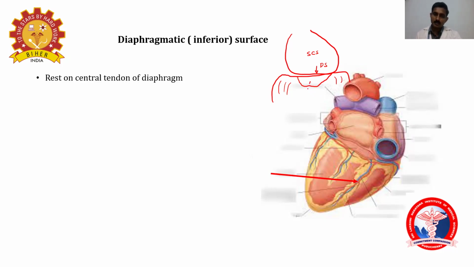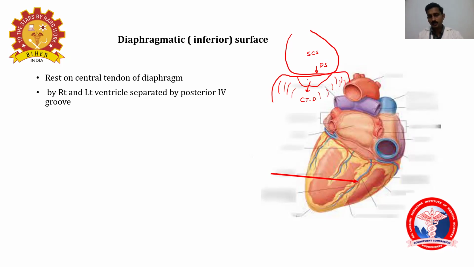It rests on a tendon here. This is called central tendon of diaphragm. So diaphragm is a muscular structure. It has the white colored tendon-like structure that is called central tendon. So heart is lying on the central tendon of diaphragm. Now, what are the chambers that form here? To view the chamber, we have to tilt the heart like this and see. This is what we've done here. So we have tilted the heart like that and we are viewing the inferior surface.